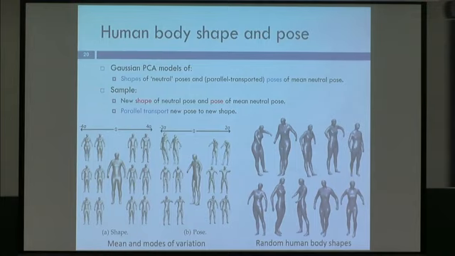And then we can sample new human body shapes by sampling a new shape of the neutral pose, and then a new pose for that neutral pose, and then parallel transporting that pose onto our new shape. And these are just some examples of, again, very sensible looking human body shapes that arise from these, what are essentially quite trivial models.